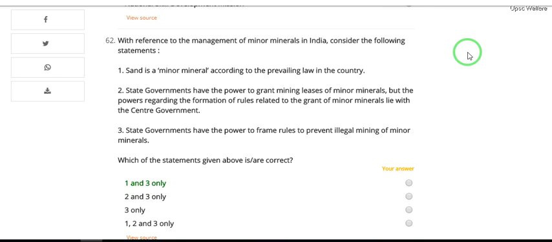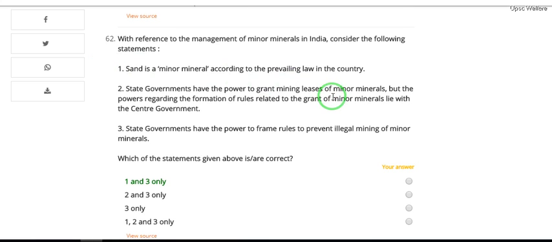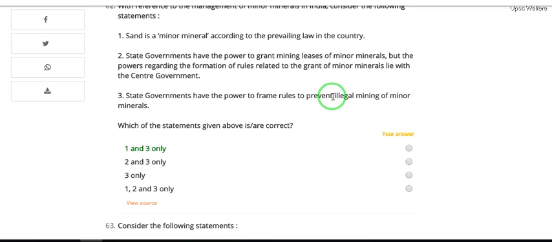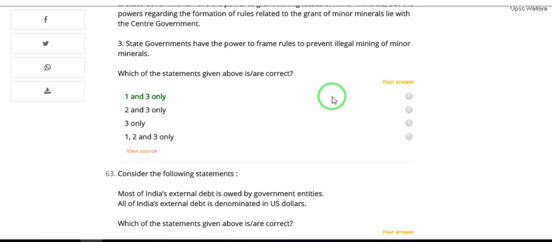Now see, with reference to the management of minor minerals in India, we have to pick the correct options. Option one is correct, because sand is a minor mineral according to the prevailing law in the country. Second one, state government have the power to grant. State government does not have the power to grant, but of course the state government has the power to frame rules to prevent illegal mining of minor minerals. So that is correct. So 1 and 3 will be correct, and that's all.